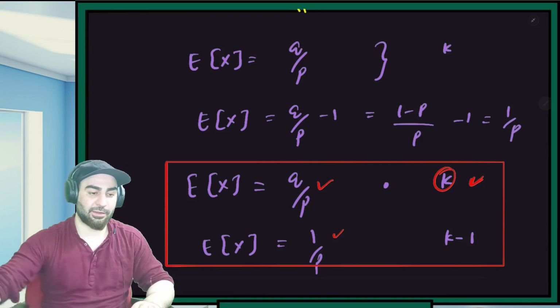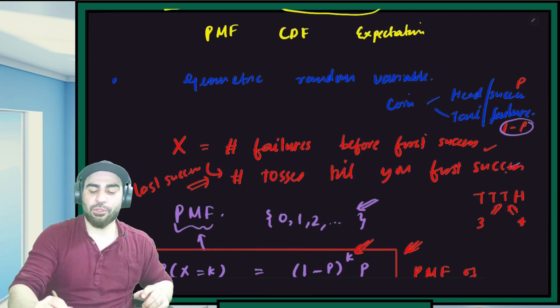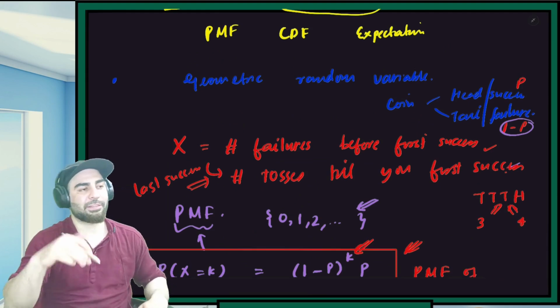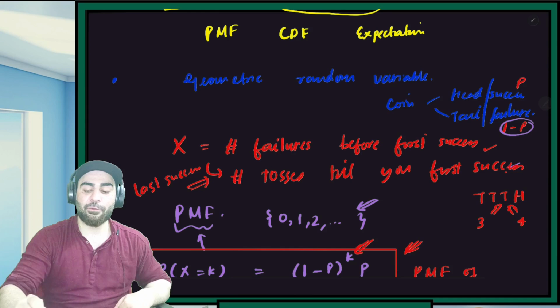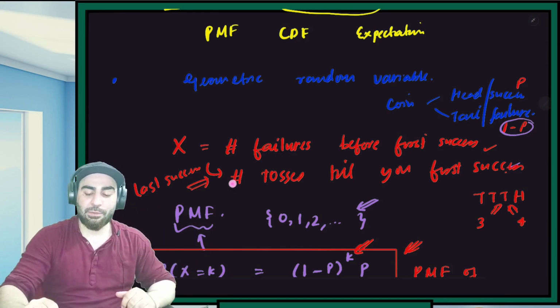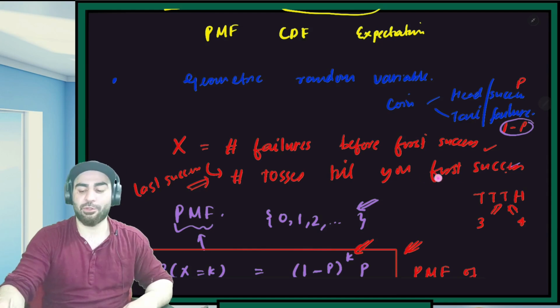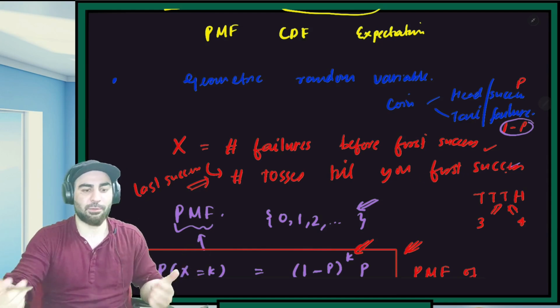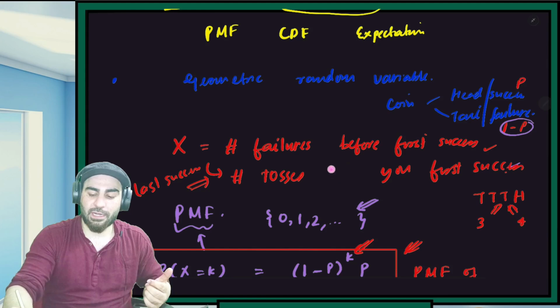Any questions till here? Any questions on geometry? So what I said is, in the books you can see this geometric random variable defined two ways. Sometimes people say number of failures before first success. You are just counting the failures. And sometimes you will see number of tosses till you see the first success. So you count the number of trials, rather, not tosses, number of trials.